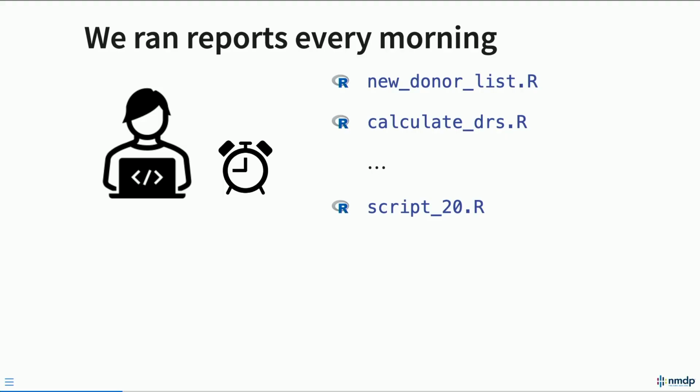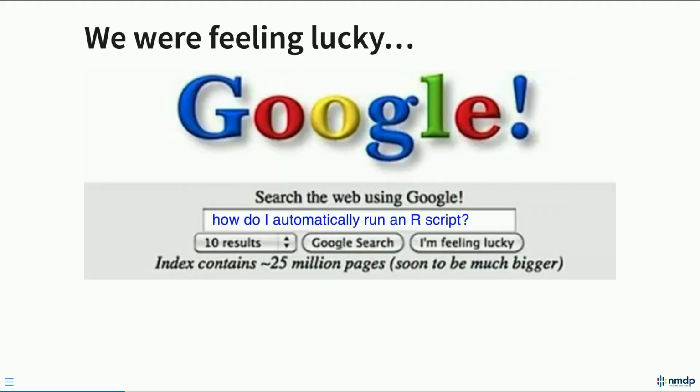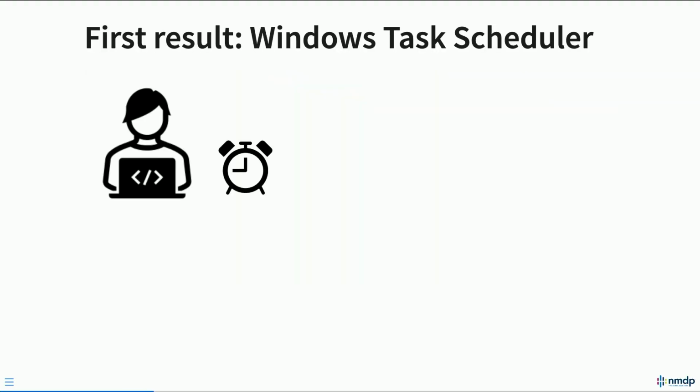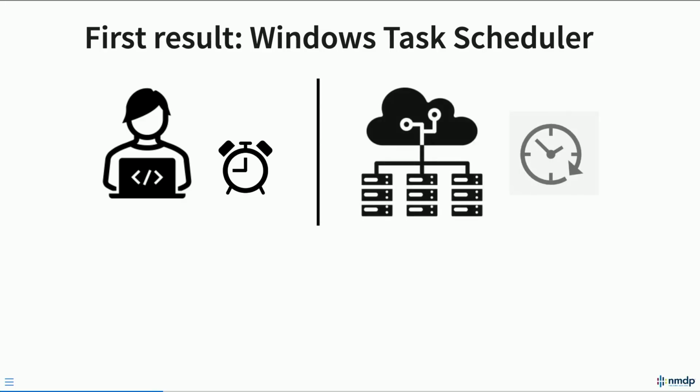As one did back in the day, we were feeling lucky, and we searched the web for how we can automate the running of these R scripts. The first result was Windows Task Scheduler, and it actually made a lot of sense conceptually. It replaced me and my alarm clock with a Windows server managed by our IT department running a task scheduler.